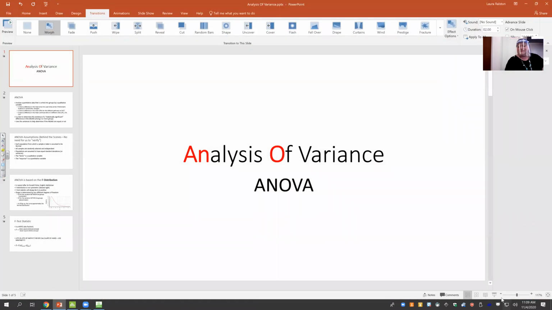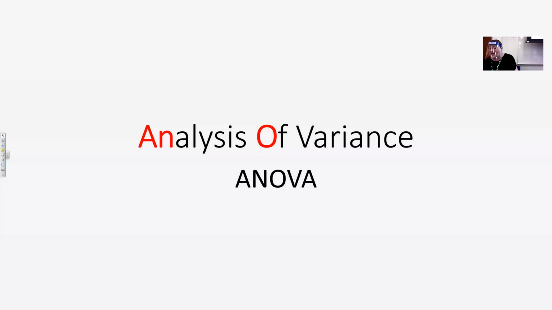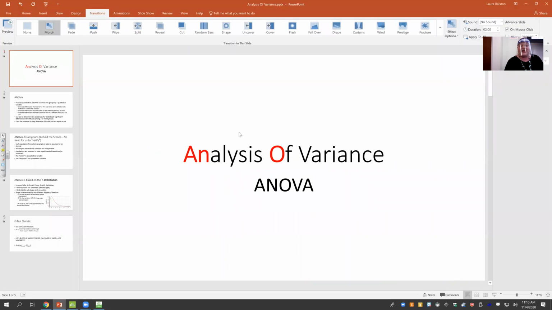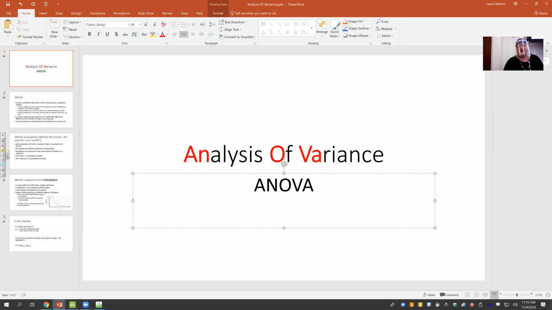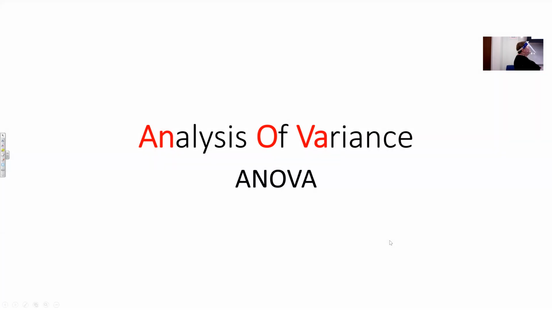Okay, so here we go again. Analysis of variance is abbreviated ANOVA. The long name, if you will, is analysis of variance. We get the name ANOVA from the first few letters of each word. You take the AN from analysis, the O from of, and the VA from variance, and you get ANOVA. It's just kind of the shorthand, so that's where it comes from.